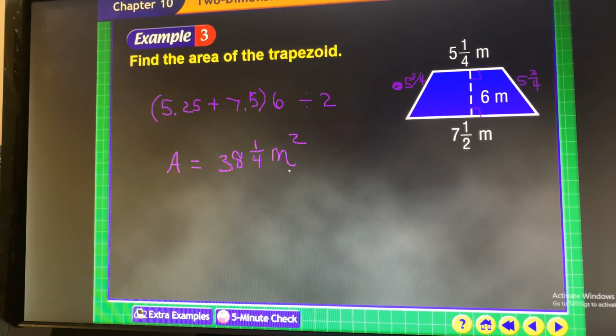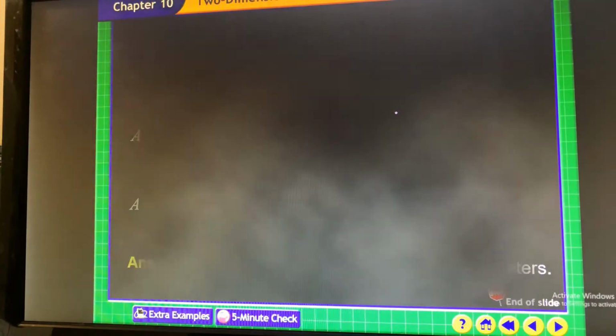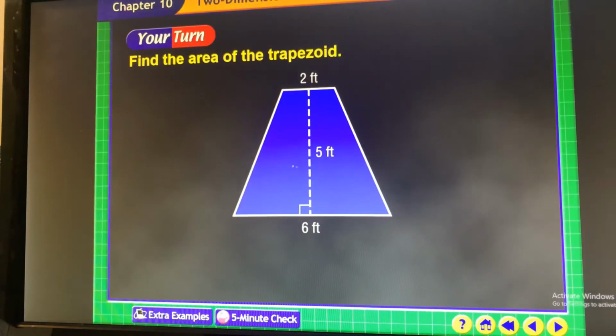The nice part about it is, remember, you can stop, pause, and rewind if you need to, if I'm going too fast. So base 1 plus base 2 times the height divided by 2. There you go. Yep, got it. Here we go. And you don't need a calculator for this one. You can do this one in your head.